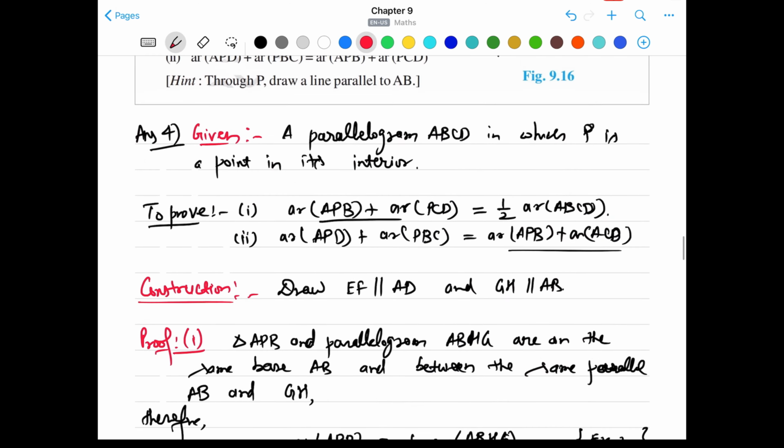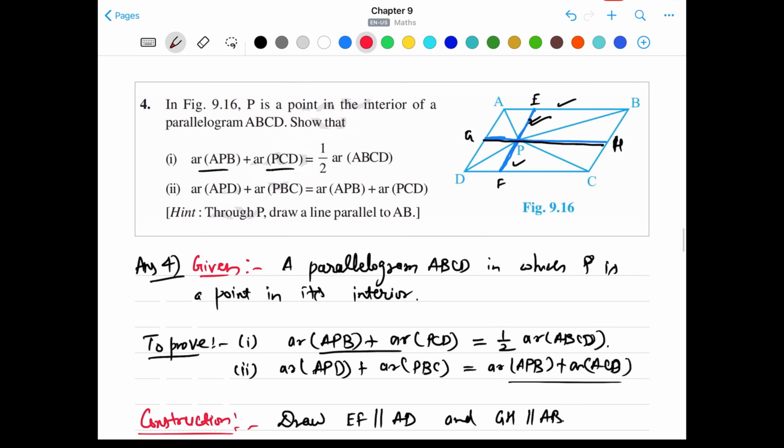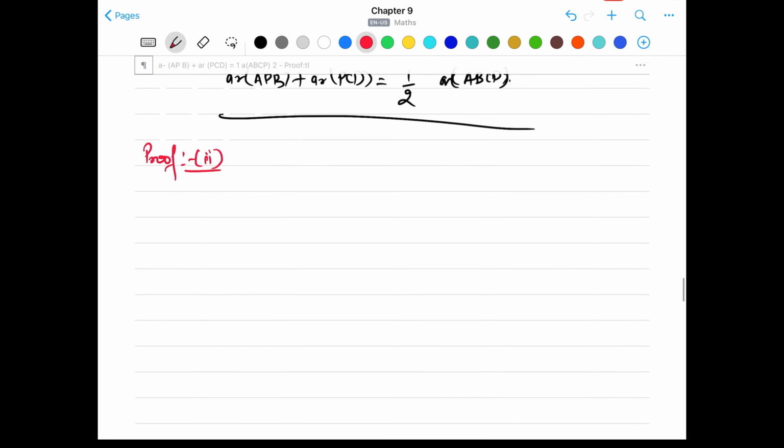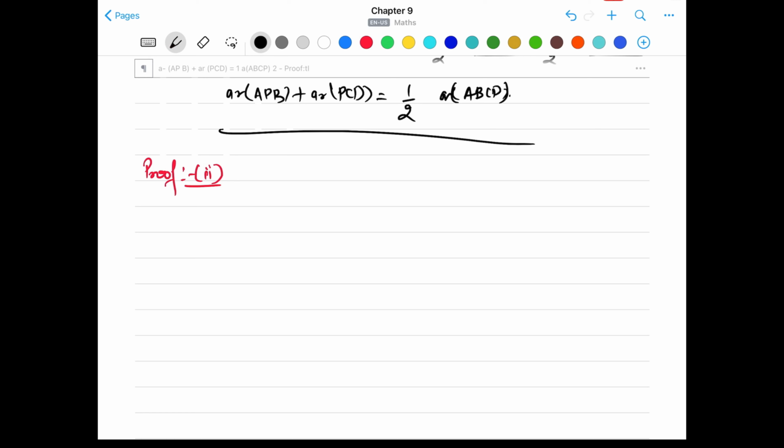In a similar way, this time we will take this EF, and we'll prove that the area of this triangle is half the area of parallelogram AEFD, and the area of triangle PBC is equal to half the area of BEFC. So we are going to do the second part now. Let's start.